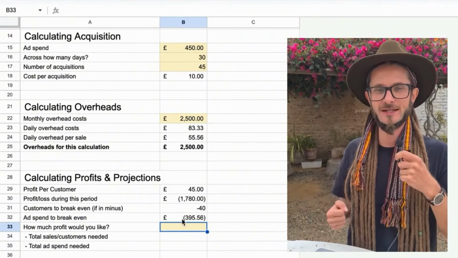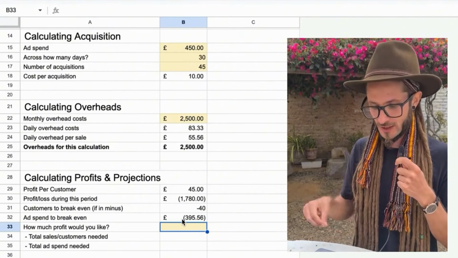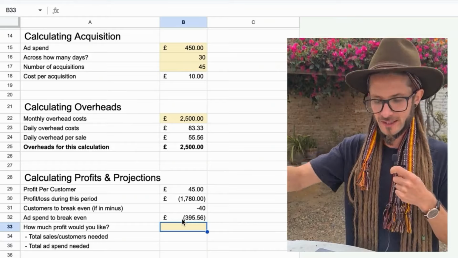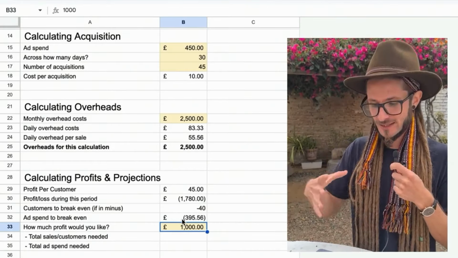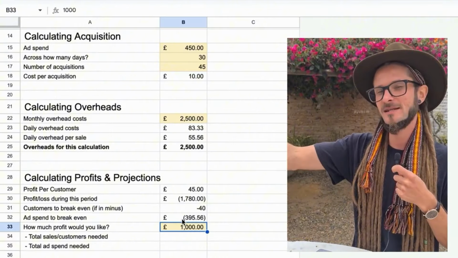This next section is depending on what you want to achieve, what you want to do. Say, for example, you want to achieve a certain amount of profit. This is where you add that in. In this example, the business wants to see £1,000 profit. So based on all of these calculations, how much would we need to spend in order to get that, okay?